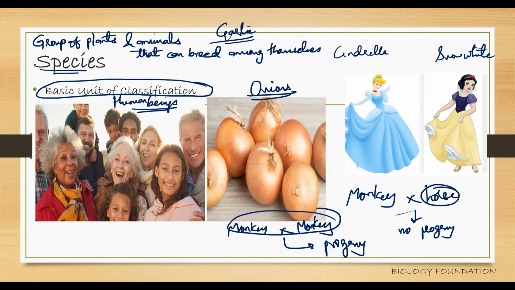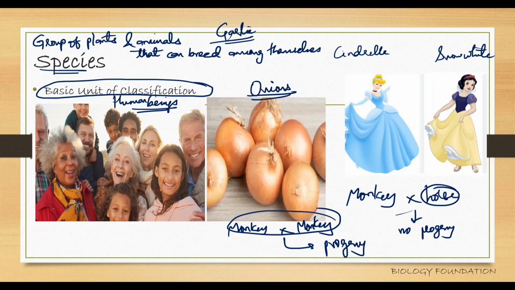of classification is species. Okay, and these species are nothing but group of plants or animals that can breed among themselves. All human beings, though we look different, are the same species. We can breed among ourselves to generate more progeny. Okay, so basically human beings belong to the same species, and species is the basic unit of classification.